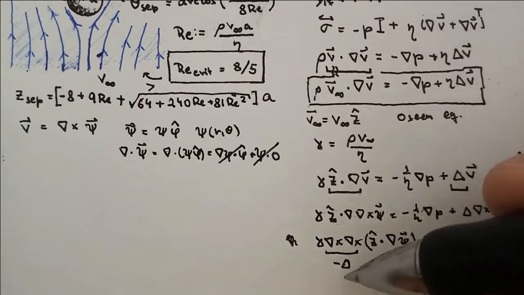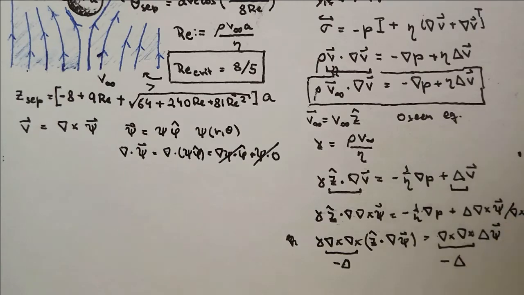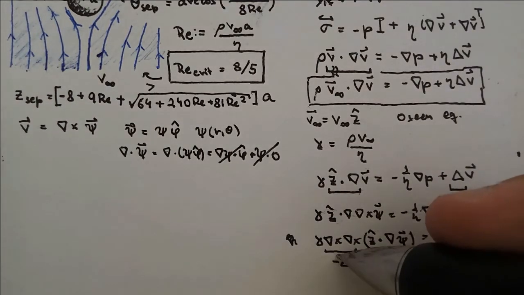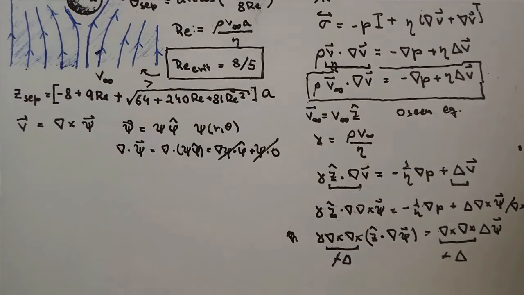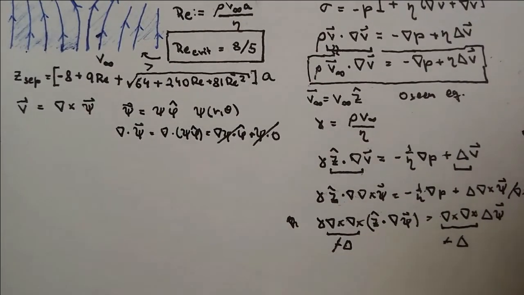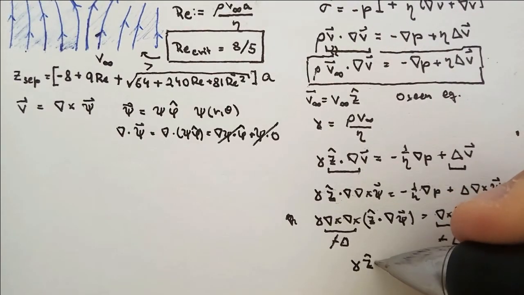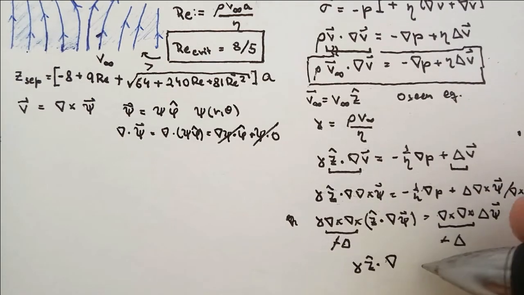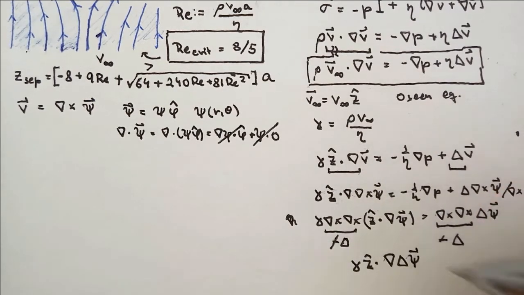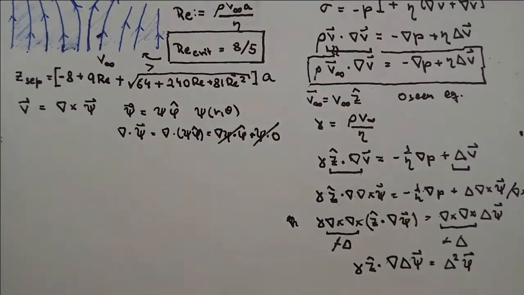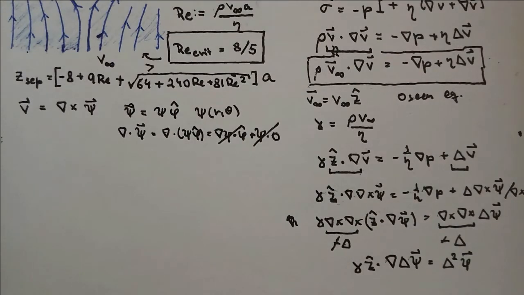Again, we can switch the orders of this, no problem. So we will get this and cancel the minus signs because they are unnecessary here, and we will arrive at this equation: gamma z dot product gradient of Laplacian psi is equal to a Laplacian squared psi. This is the equation we are going to solve now, and it's going to be really hard, or tough, and tougher exactly.